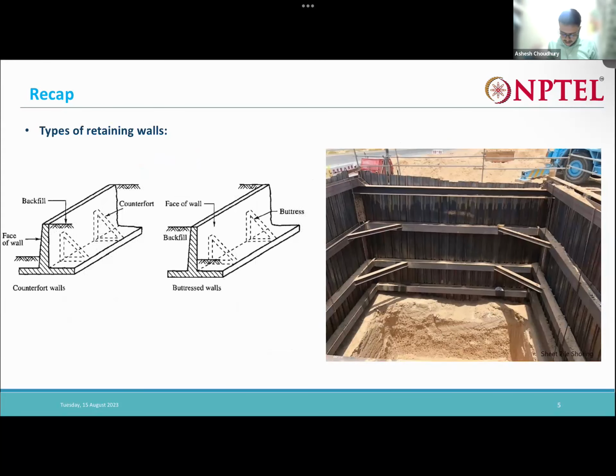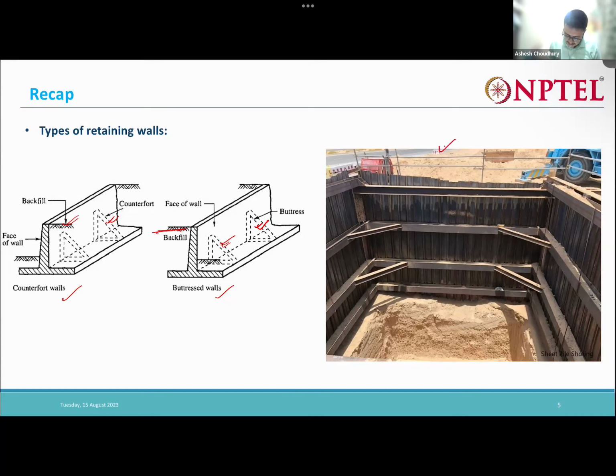Okay. Then we see some more retaining walls. This is the counterfort retaining wall and this is the buttress retaining wall. In both of them, you can see there are some counterforts or buttresses, so these two are almost similar. In a counterfort retaining wall, the counterforts are given on the side of the backfill, and buttresses are given on the other side. So this side we have the backfill and this side is buttresses. Okay, so these are the counterfort and the buttressed walls.